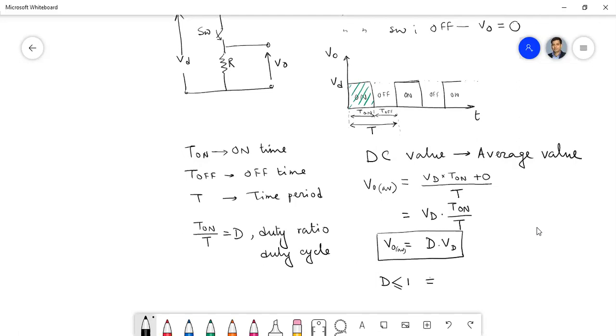So from that we can conclude that here the output average voltage will always be less than or equal to the input voltage Vd. Clear? So that means for this converter we will always get a step down voltage. Therefore the name of this DC-DC converter, this DC-DC chopper, is the step down chopper. Clear?